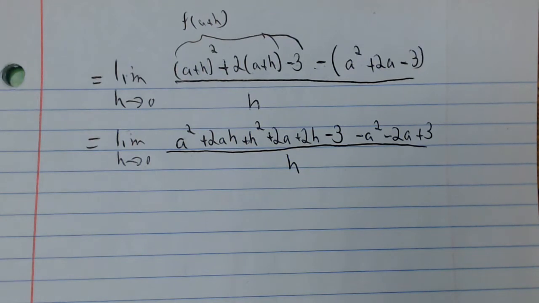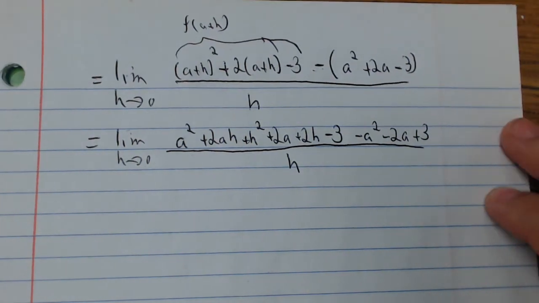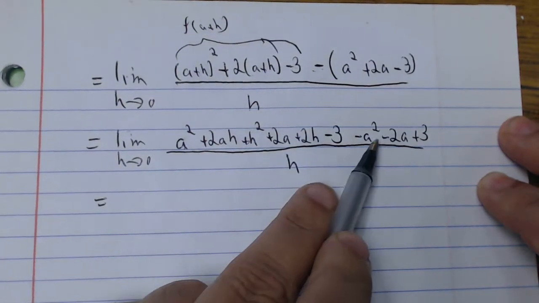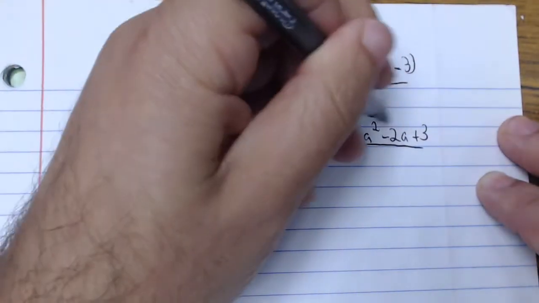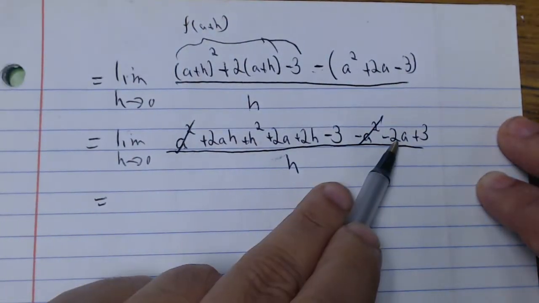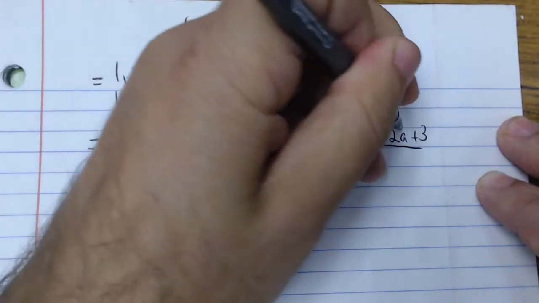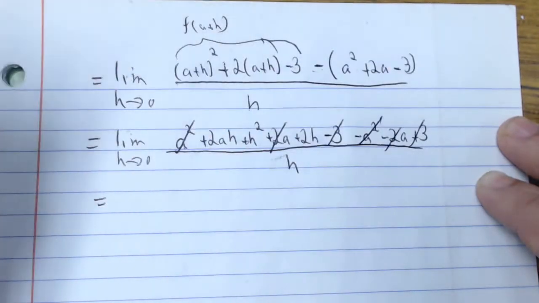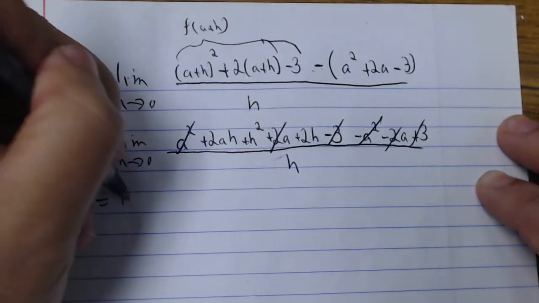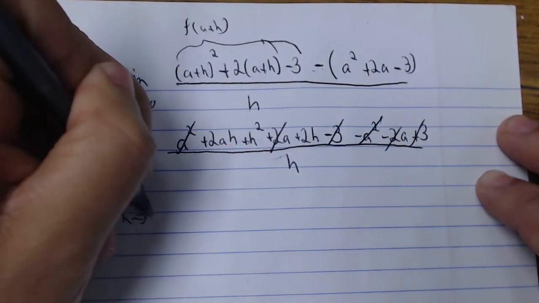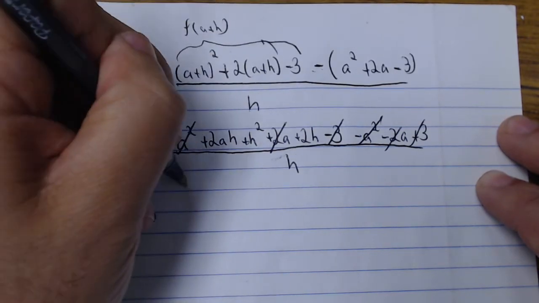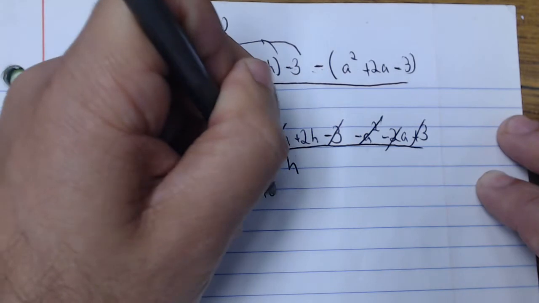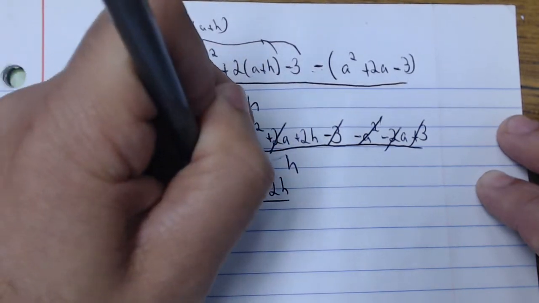Okay, so now let's start the canceling process, which is where the fun part begins. A squared minus a squared, gone. 2a minus 2a, gone. Negative 3 plus 3, gone. And what do you know, what we have left is everything just in terms of h. So this is 2ah plus h squared plus 2h, all of this divided by h.